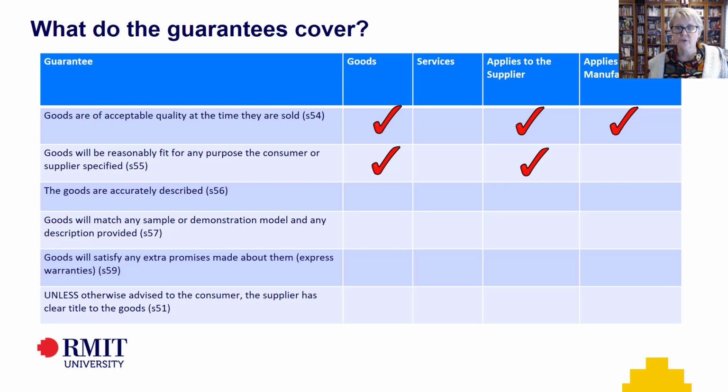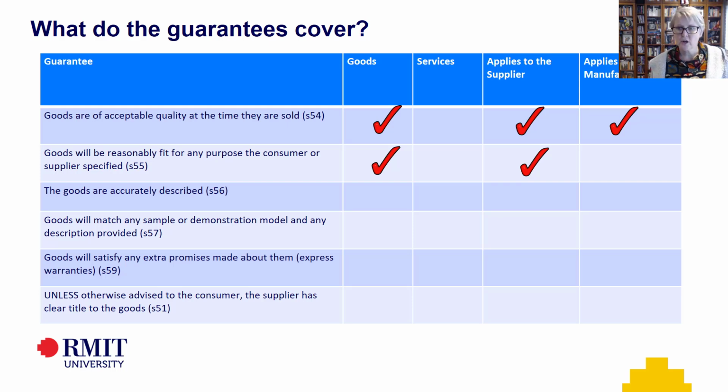Again, in relation to goods, anyone who supplies goods to a consumer guarantees that the consumer has the right to undisturbed possession of those goods. So, for example, the supplier guarantees that no one else has the right to repossess the goods or to stop the consumer from using them. Once again, this one is given by the supplier.